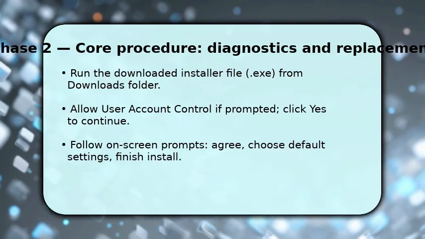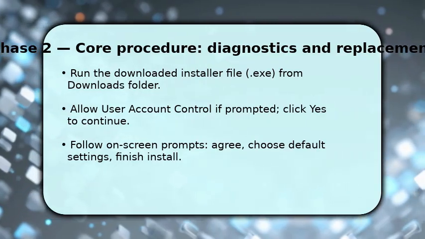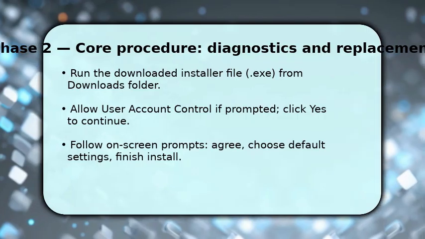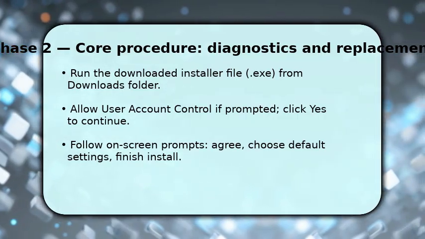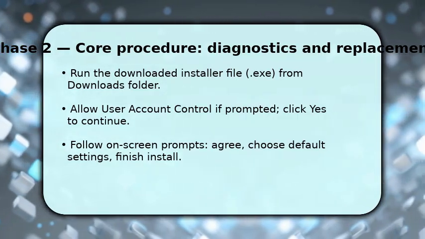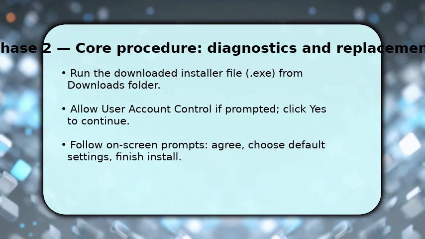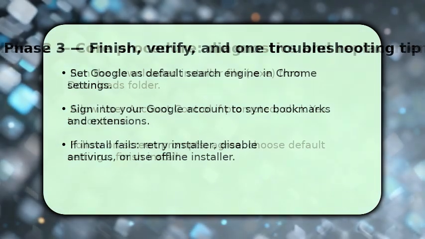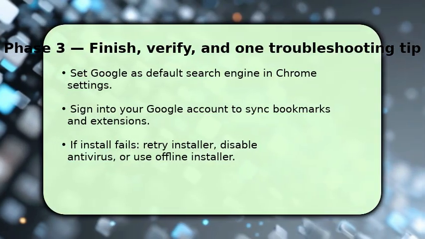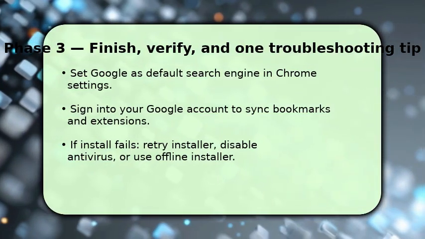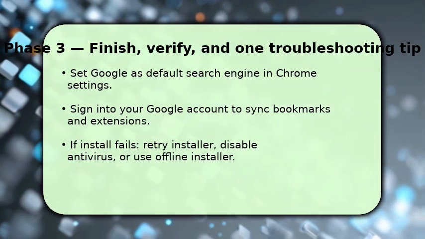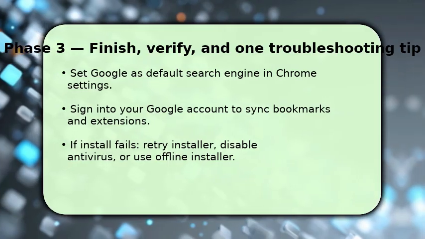Once done, Chrome launches automatically. Make it your default browser if you want Google search on the address bar every time you open links. You finish by setting Google as the default search engine inside Chrome's settings so address bar searches use Google. Sign into your Google account to sync bookmarks, passwords, and extensions. This keeps your data consistent across devices.